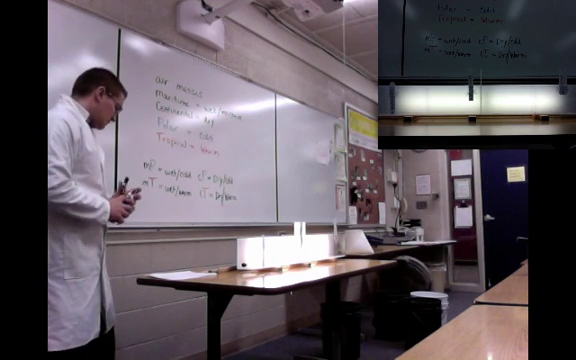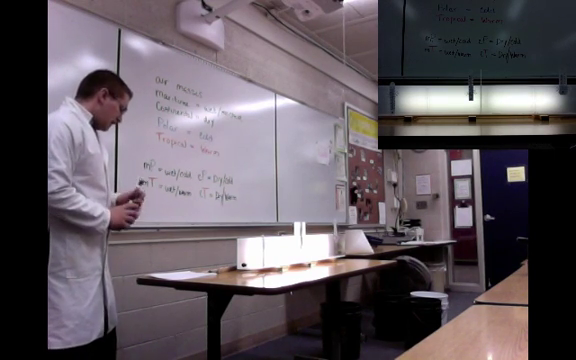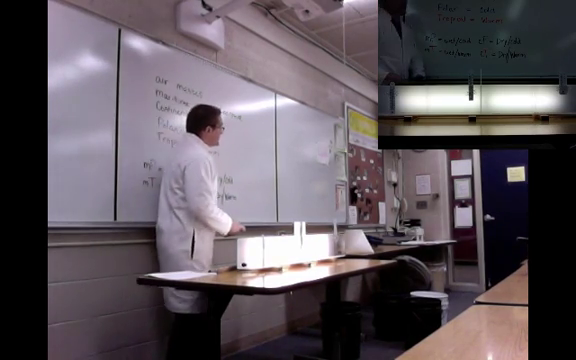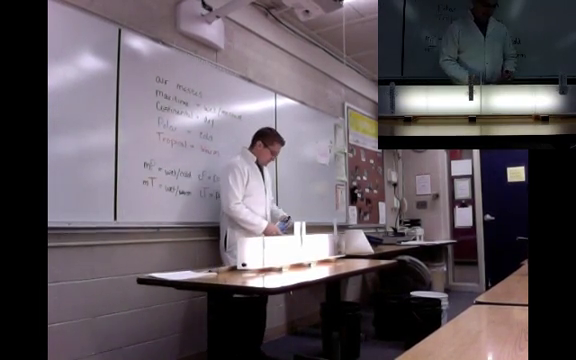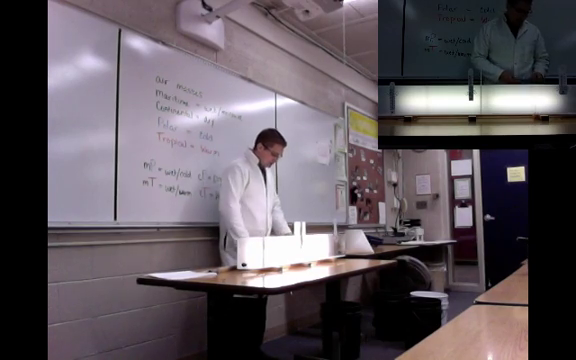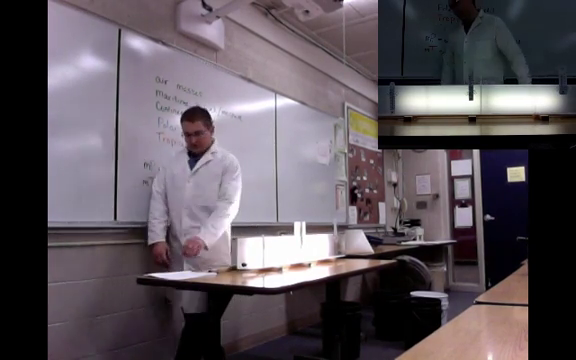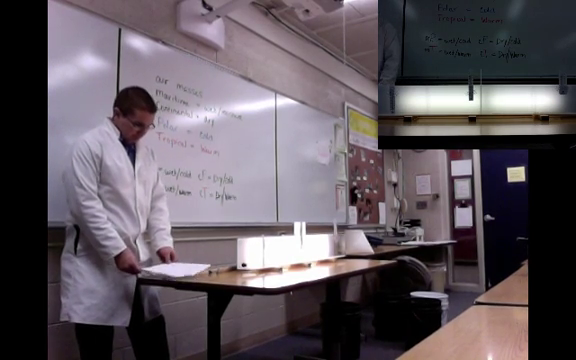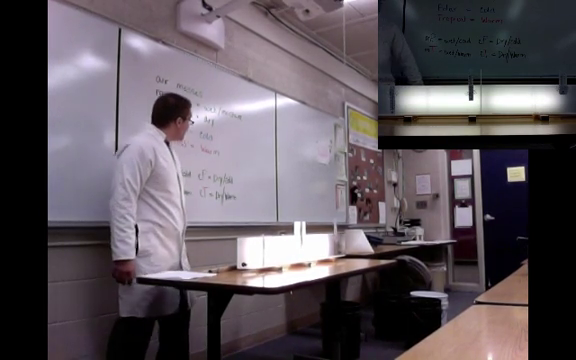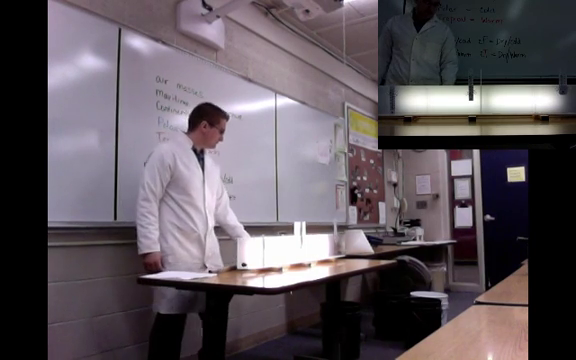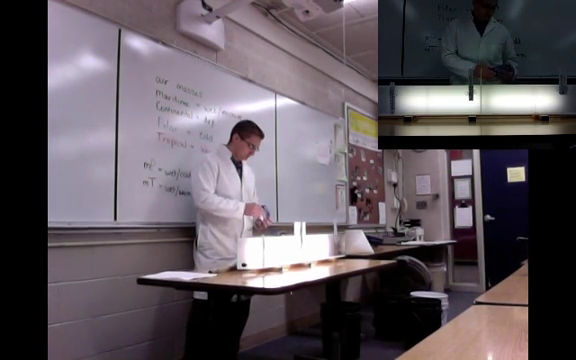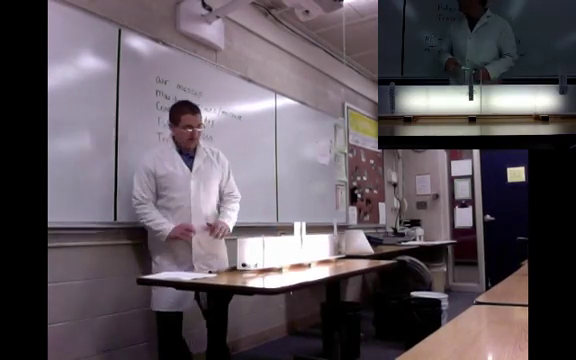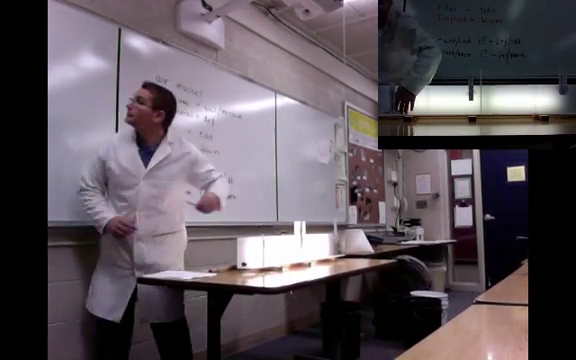We need to continue on. Number 5, what is a front? A front is the boundary between 2 air masses. The 4 types of fronts are as follows.